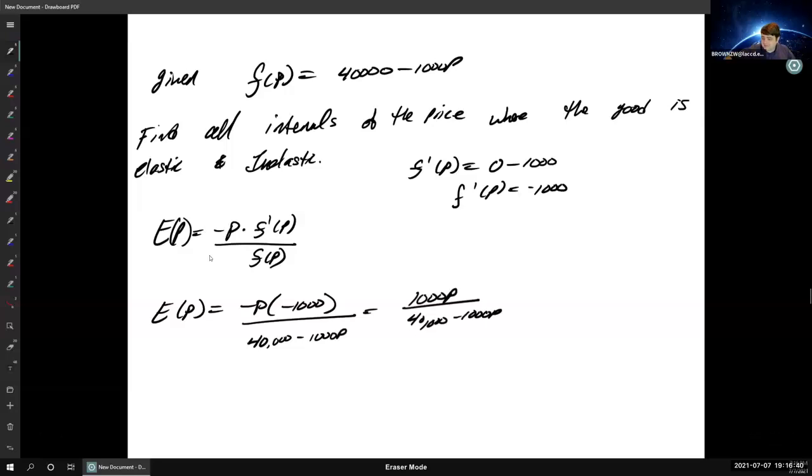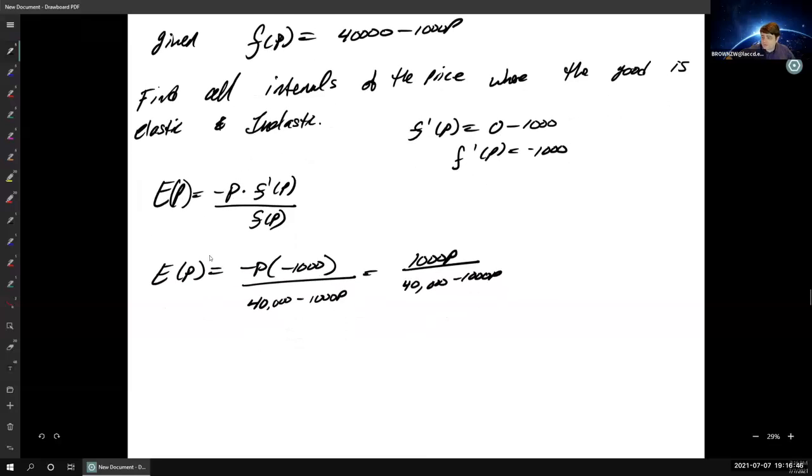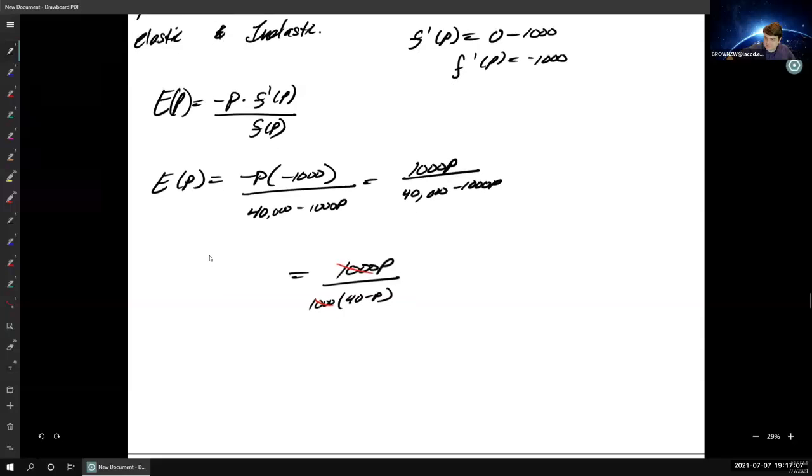Once again, a lot of times there's going to be a common number that you can factor out of all of this. This is technically just fine, but let's make our life easy and make these numbers a little bit smaller. Both of these I can factor out 1,000. And that'll just leave me with p over 40 minus p. And now we have our elasticity function.